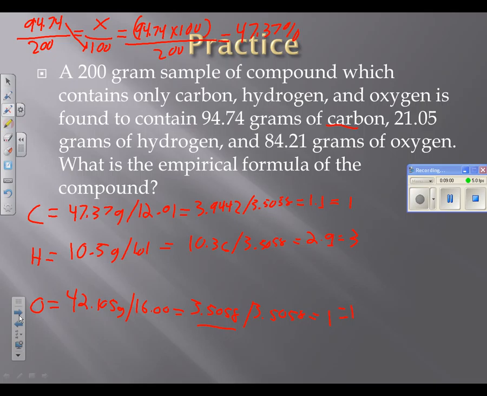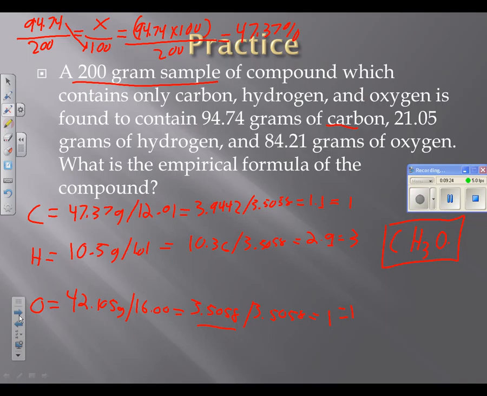So now these become our subscripts. We have carbon, which is 1, a hydrogen with a 3, and oxygen with a 1. So CH3O. And that's all there was to it. Just make sure you can find those percentages from the given mass. And make sure if they give you a mass of the sample, you know how to cross multiply and divide to get the actual percentage.